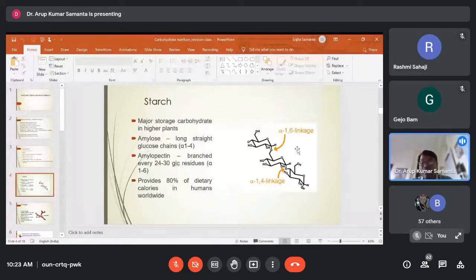But if it is beta 1,4 type, which is present in cellulose, mammalian enzymes cannot digest it because they cannot break the beta 1,4 linkage. So cellulose cannot be digested by mammalian enzymes. It is done by enzymes synthesized or secreted by microorganisms. Is it clear? Are you getting me?